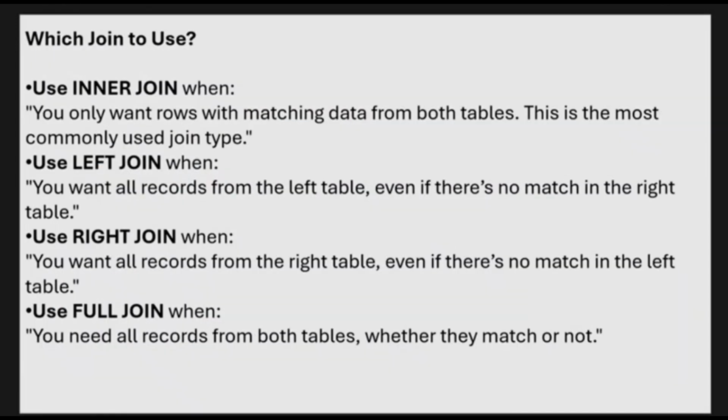So quickly recapping which join to use when. You use inner join when you only want rows with matching data from both the tables. This is the most commonly used type of join. Then we have the left join. You use it when you want all the records from the left table even if there is no match in the right table. Next is the right join. You want all the records from the right table even if there is no match in the left table. Next is full join, or you can say union. You need all the records from both the tables, whether there is a match or not.